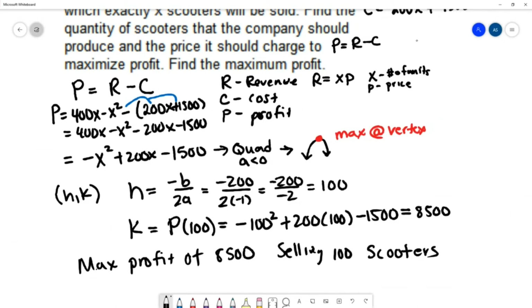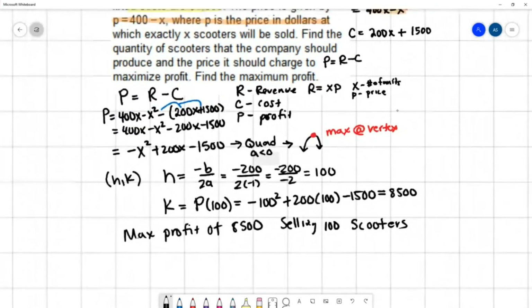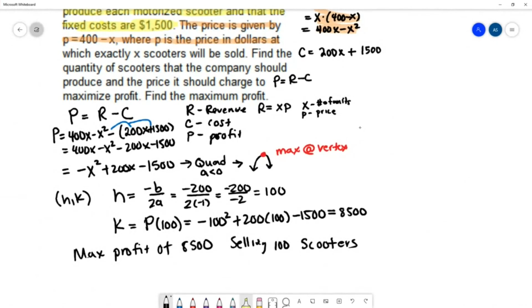Now we do have one more thing that we need to answer here. I'll highlight all the questions for you. So here it says, find the quantity of the scooters to maximize the profit. The quantity of the scooters is 100. It also says to find the maximum profit, and 8,500 is the maximum profit.